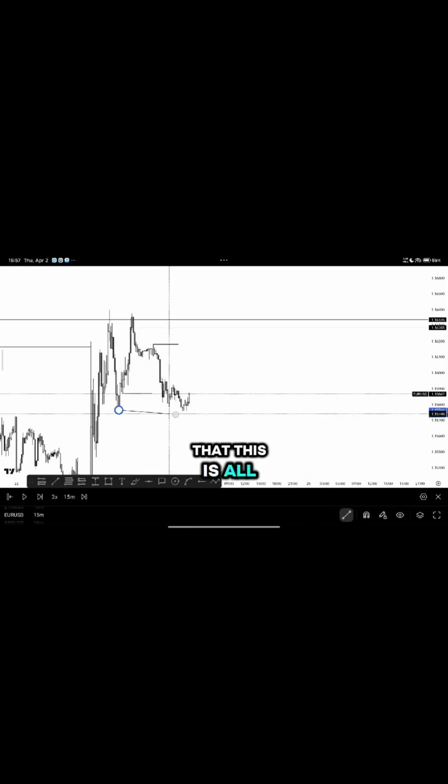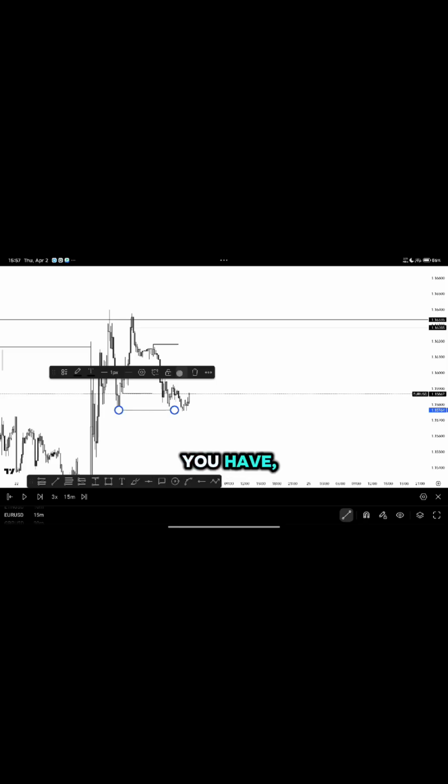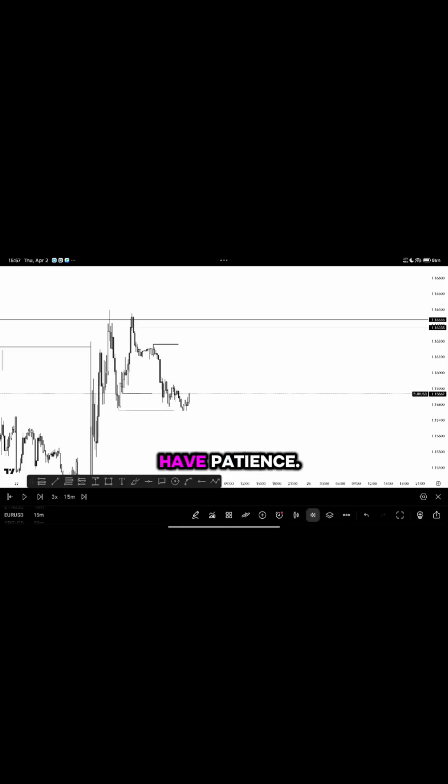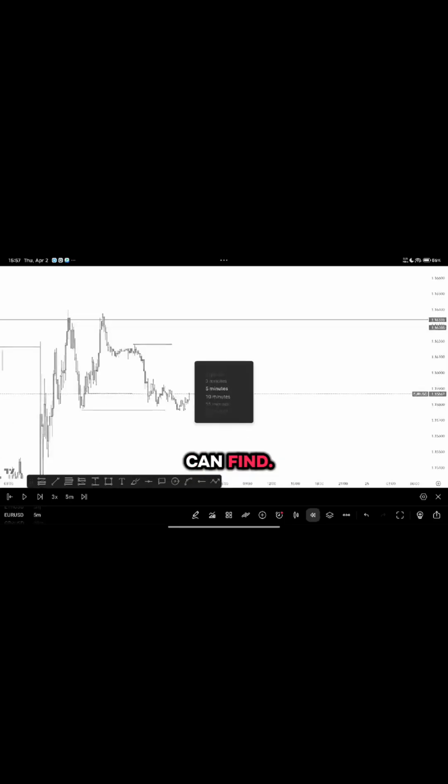You can see that this other low has been taken. Most of these things, you just have to be patient. You don't have to be rushing price, because if you rush, you can get burnt. So let's check the 5 minute time frame to see if there's anything we can refine.